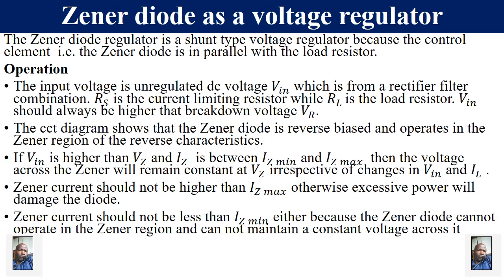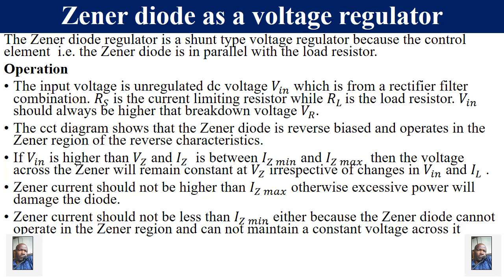More on Zener voltage regulation. What do we mean by shunt? Shunt simply means in parallel. So the Zener diode is in parallel with the load. Let's now look at the operation. The input voltage is unregulated. Of course, we said this is the output of the rectifier filter. Then our resistor is the current limiting resistor, while RL is the load resistor.